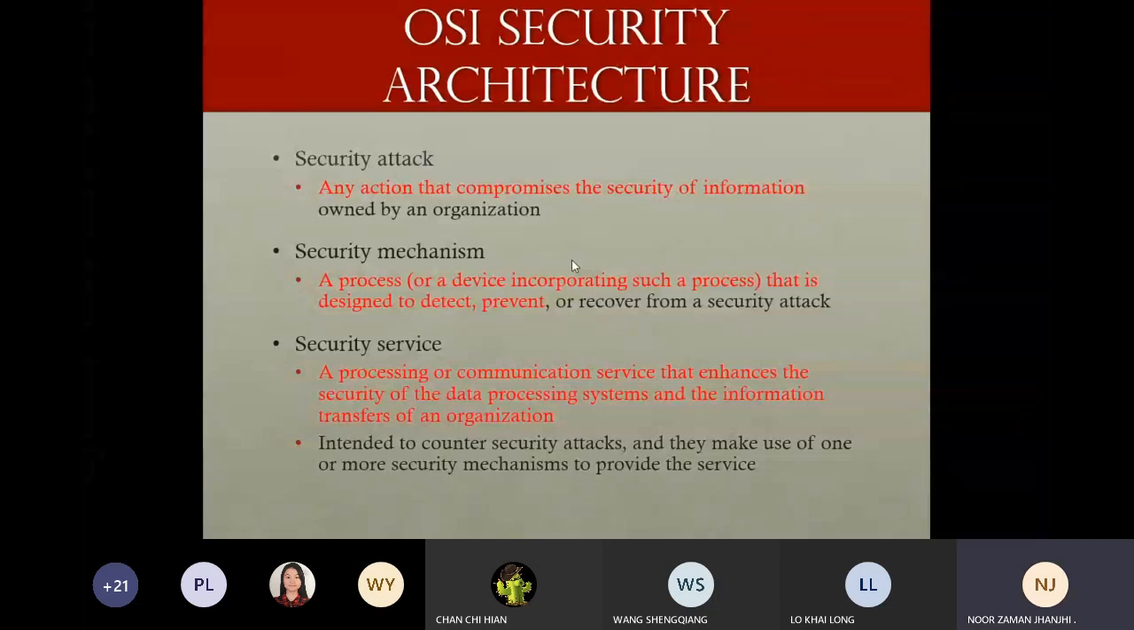Security services: a security service is a process or communication service that enhances the security of the data processing systems and information transfers of an organization. In simple words, you can say this is a service while we are transferring the data from one point to another point. We need to keep the security intact. That's what we just discussed a couple of minutes before.